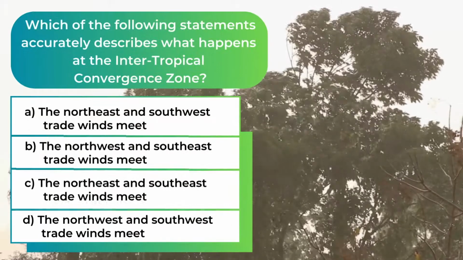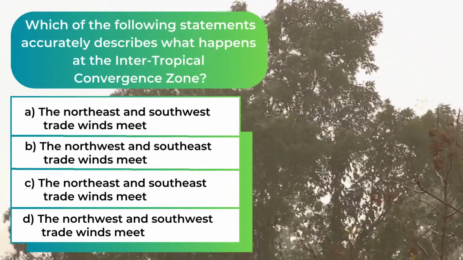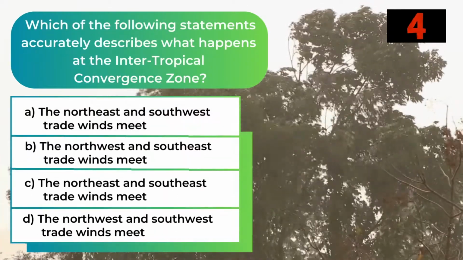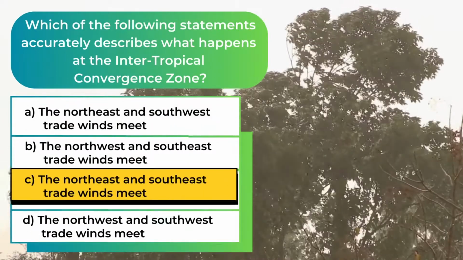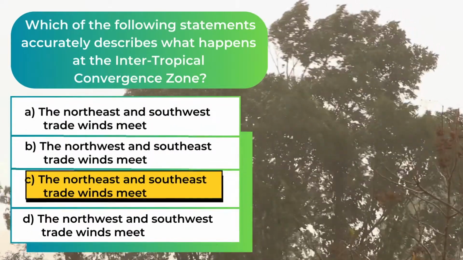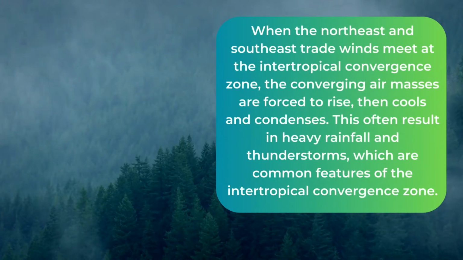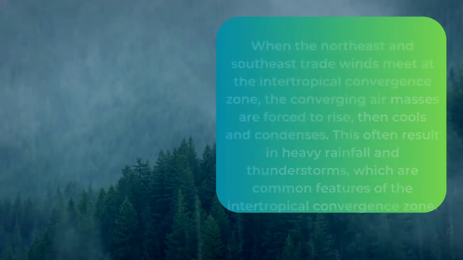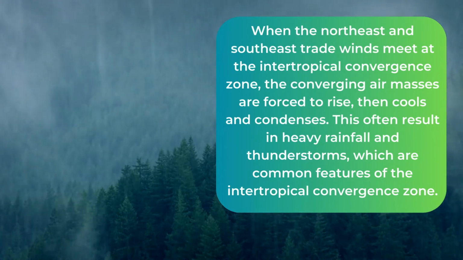Which of the following statements accurately describes what happens at the intertropical convergence zone? The answer is C. The northeast and southeast trade winds meet. When the northeast and southeast trade winds meet at the intertropical convergence zone, the converging air masses are forced to rise, then cool and condense. This often results in heavy rainfall and thunderstorms, which are common features of the intertropical convergence zone.